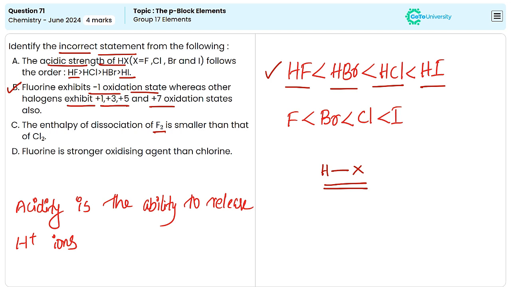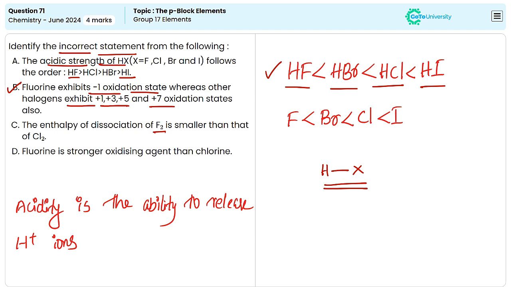In the third statement, it says that the enthalpy of dissociation of fluorine is smaller than that of chlorine. This is a correct statement because in the fluorine molecule, the lone pairs on the two fluorine atoms are close together. This will lead to a significant electron-electron repulsion. This repulsion weakens the fluorine-fluorine bond, making it easier to break compared to the chlorine-chlorine bond. So we can say the fluorine bond dissociation enthalpy is smaller than that of chlorine.